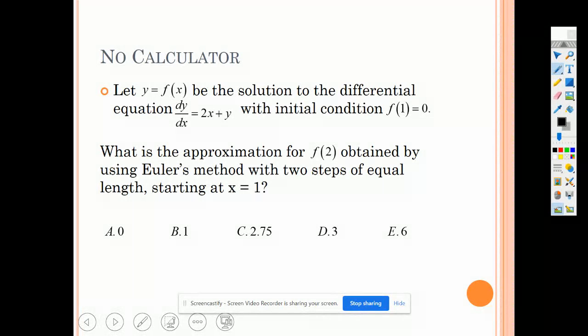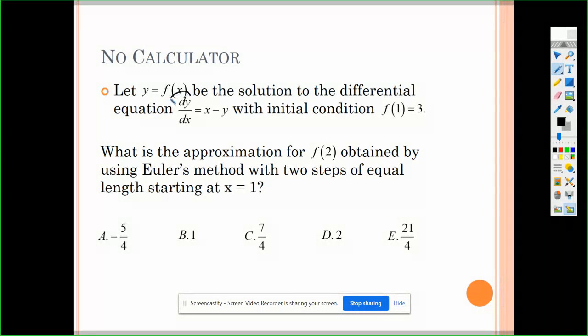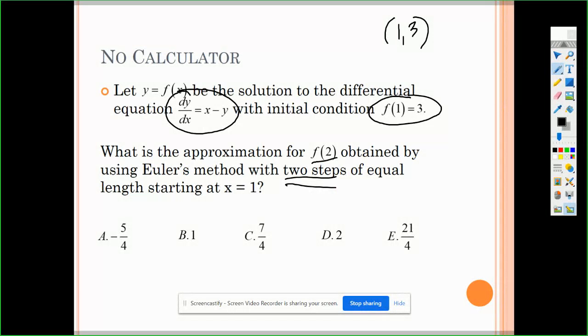Okay, next one. I didn't skip one, did I? No. Okay, next one. They give you, again, my differential equation. My differential equation is x minus y. They give you my starting point. So I'm starting at the point 1, 3. We want to get to 2 with 2 steps again. You can see they do these questions so similar year after year. So again, we're going from 1 to 1.5, and then from 1.5 to 2. So we're making 2 steps. The step size is each going to be 1/2 again, or 0.5.